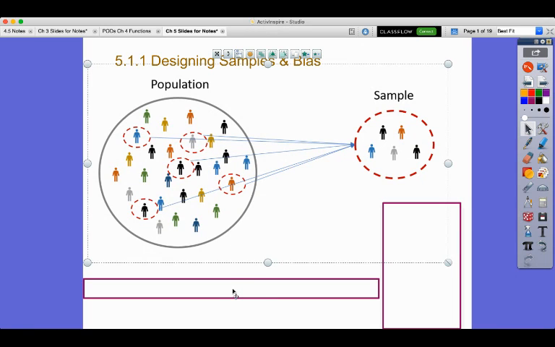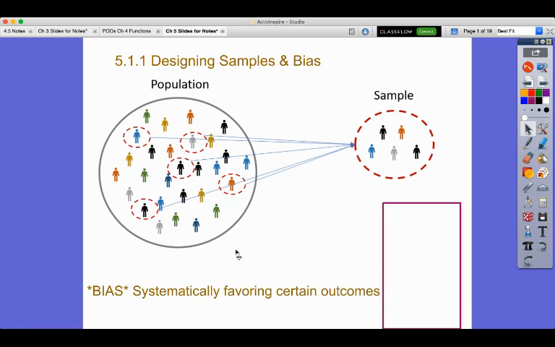All right. What we're trying to avoid is what's called bias. And bias is systematically favoring certain outcomes. So if, for some reason, my style favors selecting the red people or the blue people or the black or the green. If my system that I've set up to select people automatically misses all the green people, then I'm favoring the non-green samples. I'm favoring certain outcomes, and it's built into the system that I've designed to generate my sample.